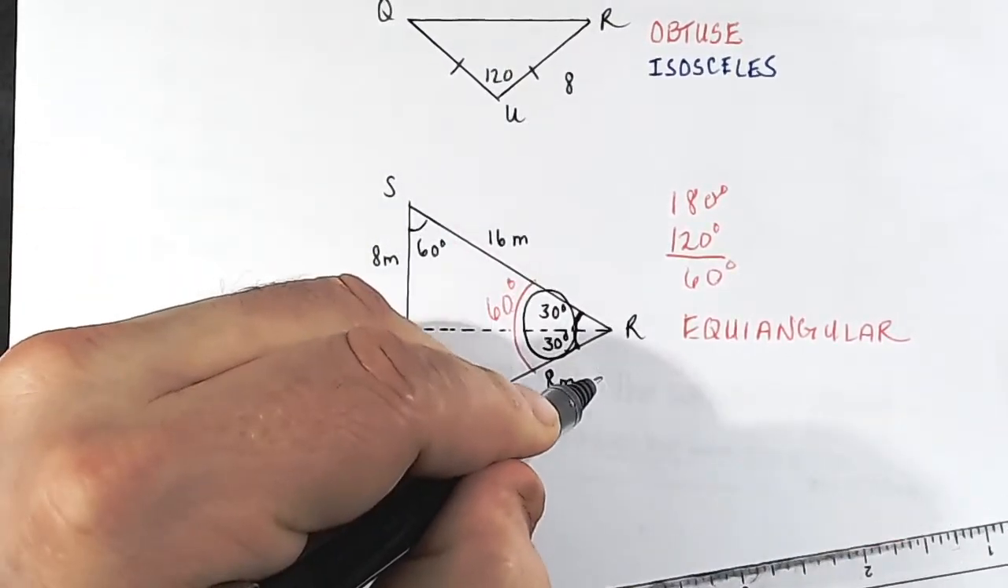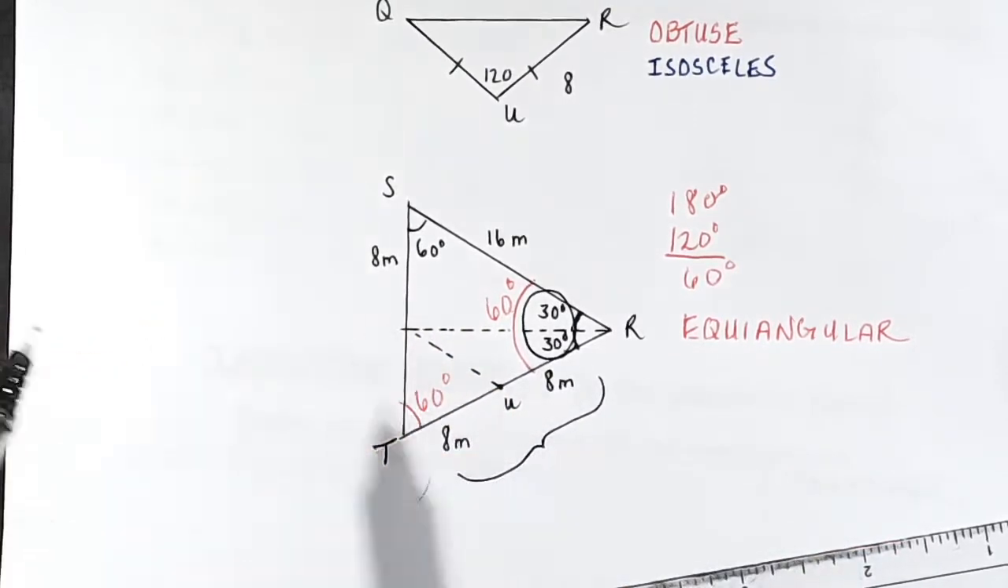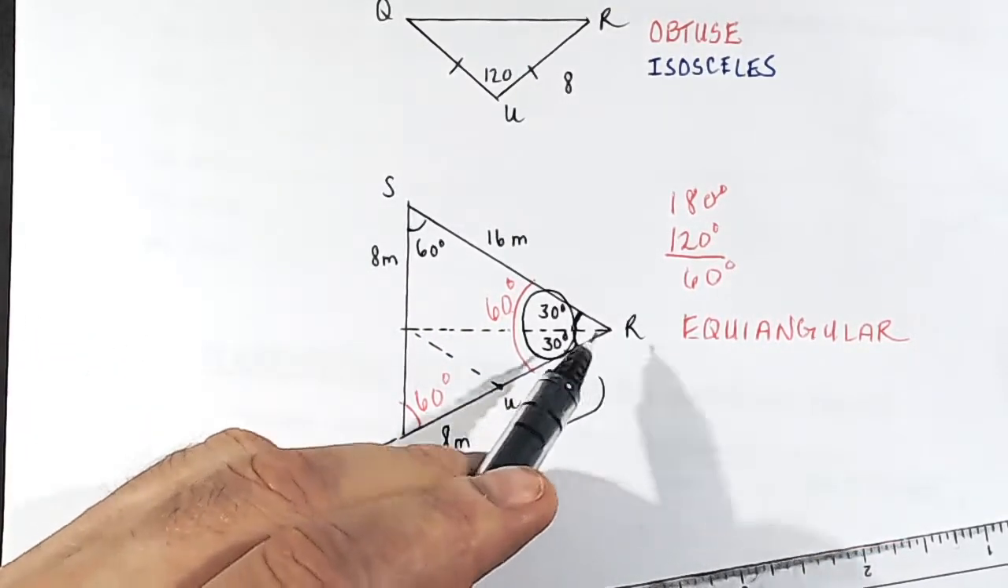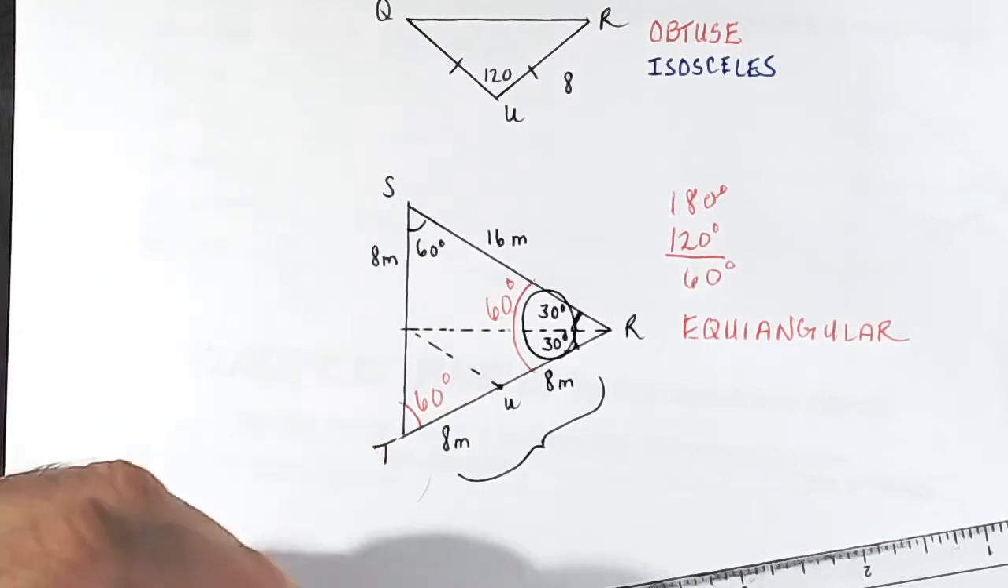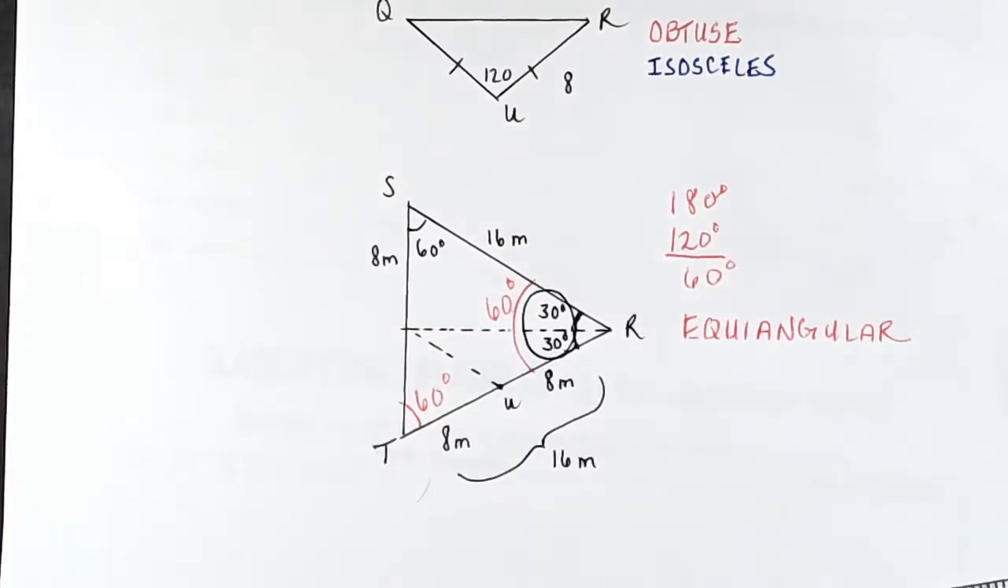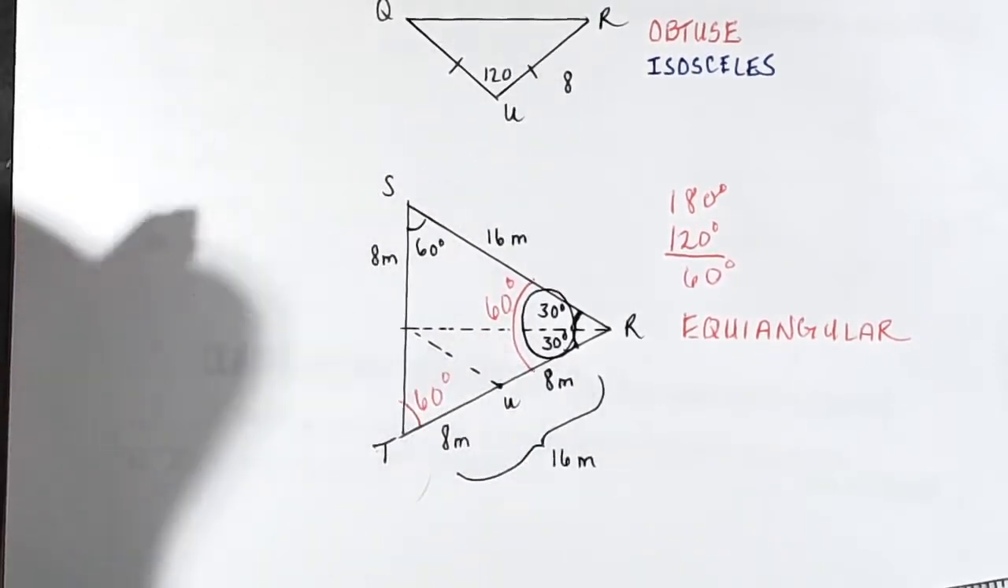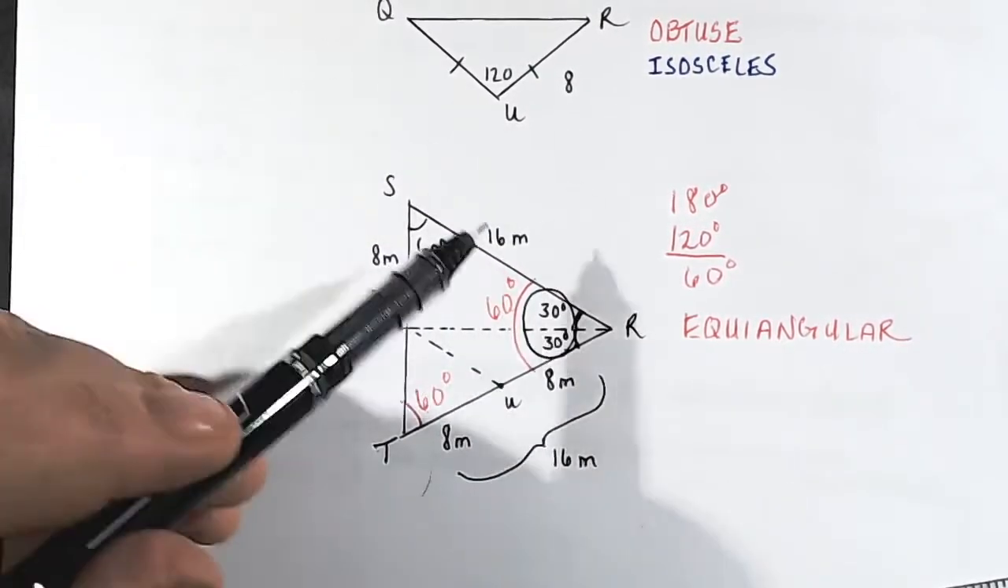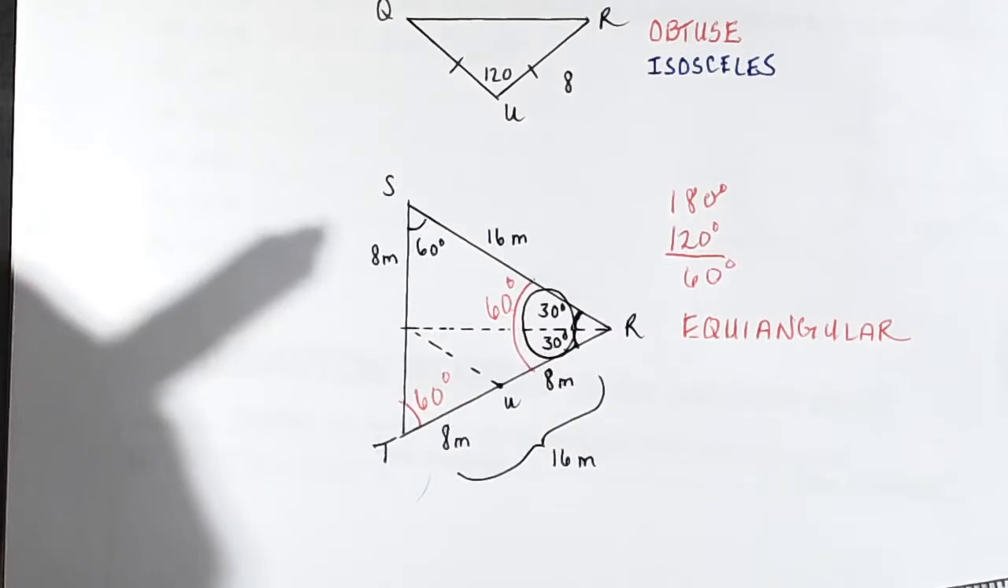Taken together, the full length of RT is the sum of RU plus UT, which is 8 plus 8, which is 16 meters. Okay? Further, so this side is 16 meters, this side is 16 meters.